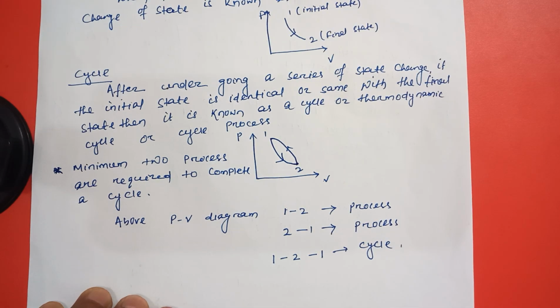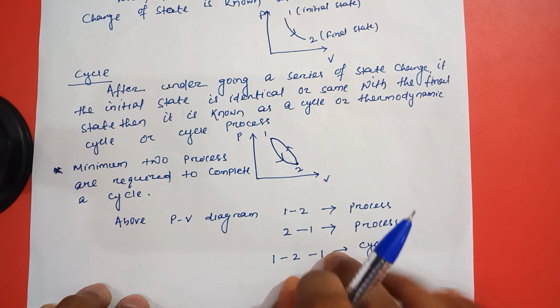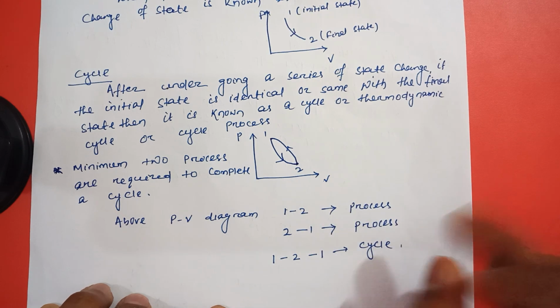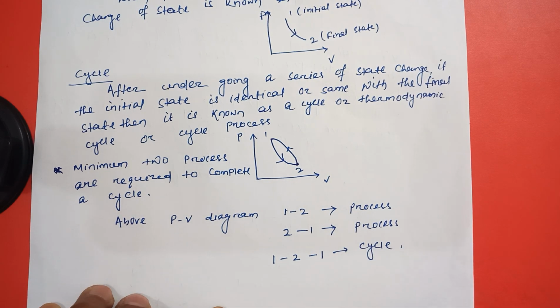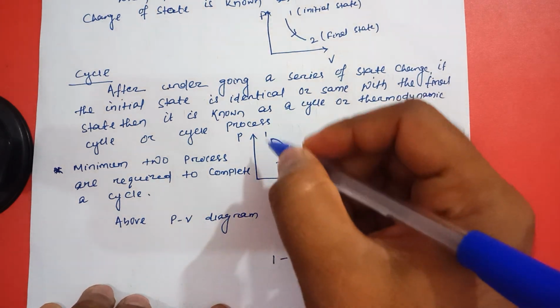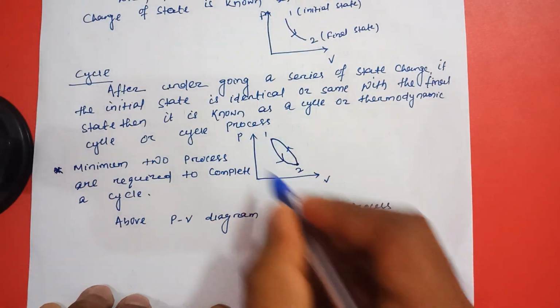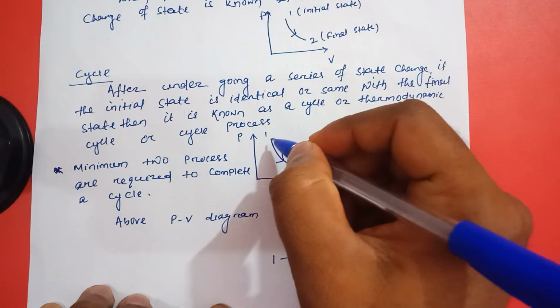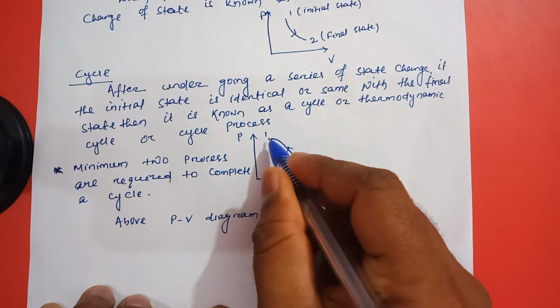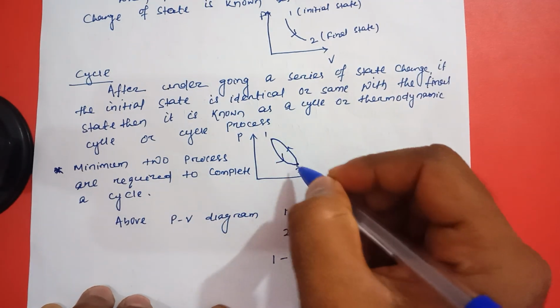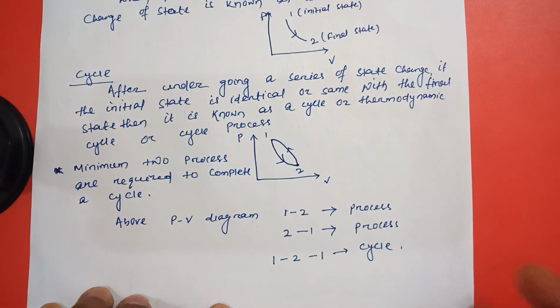So what is a cycle? After undergoing a series of state changes, if the initial state is identical or the same as the final state, it is known as a cycle, or thermodynamic cycle, or cyclic process. So in the above diagram, see in the PV diagram, your 1 to 2 is known as your process. Again 2 to 1 is a process. So 1 to 1 is known as a cycle.